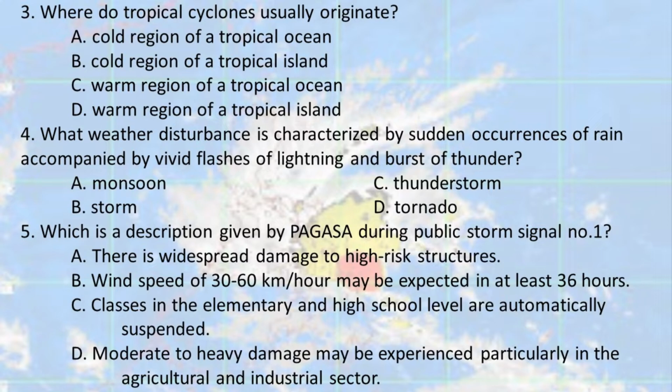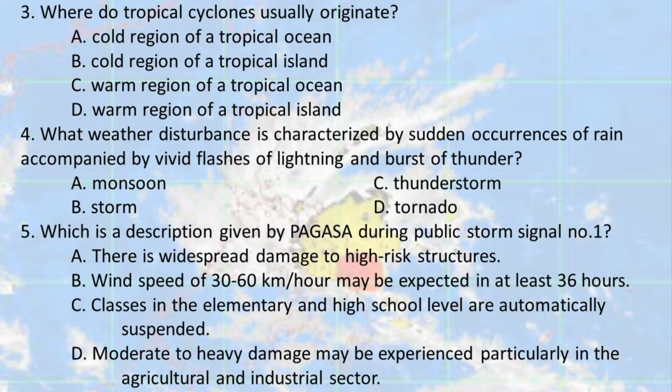3. Where do tropical cyclones usually originate? A. Cold region of a tropical ocean. B. Cold region of a tropical island. C. Warm region of a tropical ocean. D. Warm region of a tropical island.